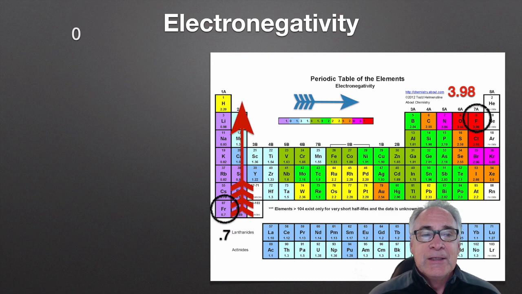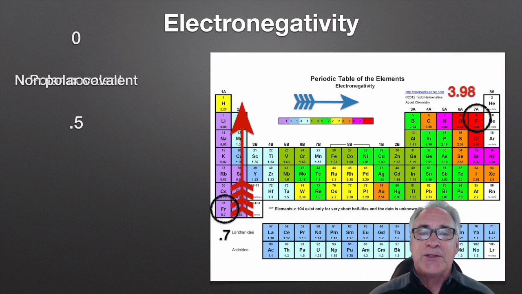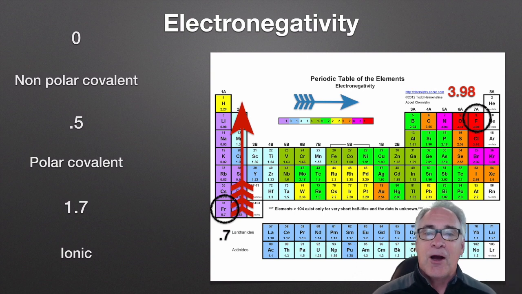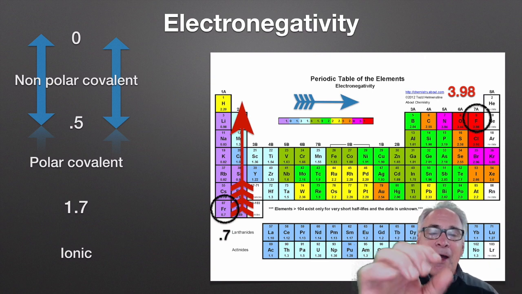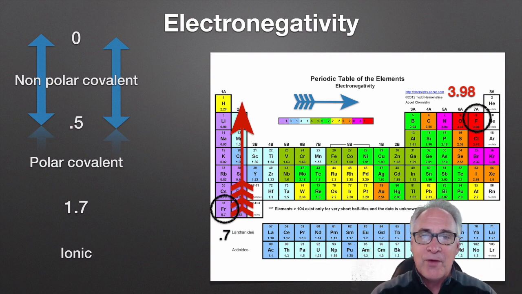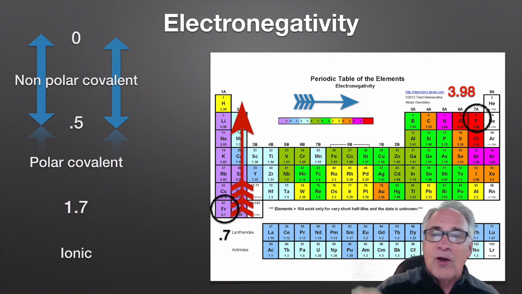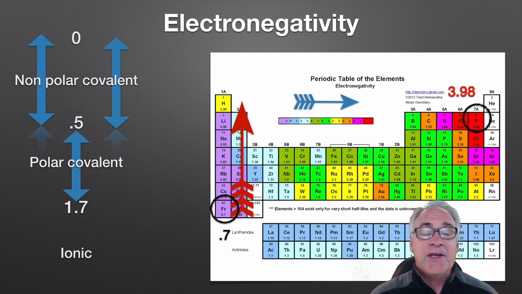Now, before we start looking at all the numbers, I'm going to drop down some things to help you get a scale, so you understand how you can sort these bonds in the compounds into different categories. In this scale, if the difference in electronegativity is between 0 and 0.5, it's a nonpolar covalent bond, which means it shares electrons more equally between the elements in the bonds that we're looking at today.